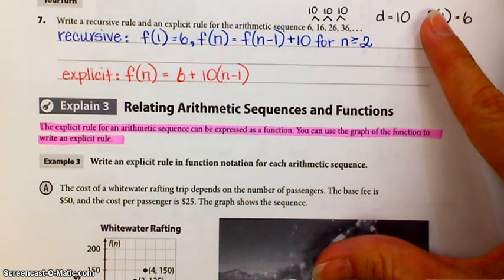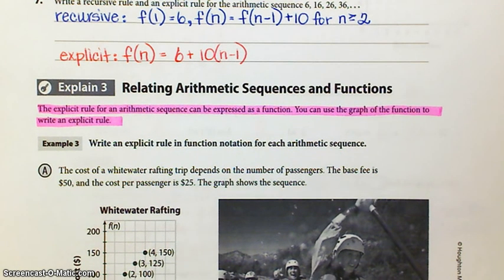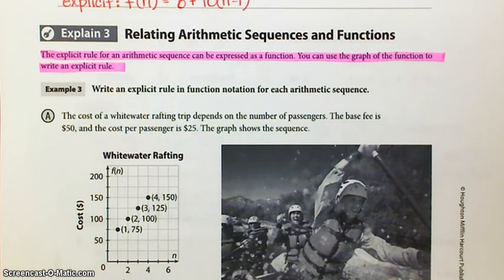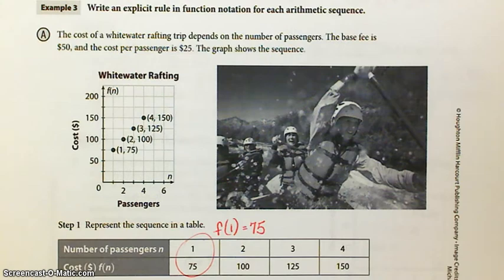The explicit rule for an arithmetic sequence can be expressed as a function. You can use the graph of the function to write an explicit rule. So explicit rules are tied to functions, which is what we're learning about. Example 3 asks you to write an explicit rule in function notation for each arithmetic sequence. Example 3a, the cost of whitewater rafting depends on the number of passengers. Base fee is 50 and the cost per passenger is 25, and the graph shows the sequence.